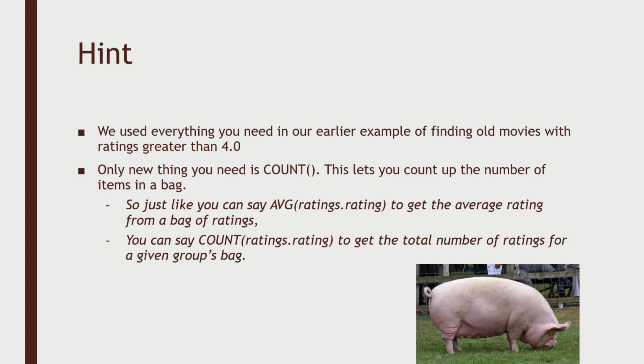Now, you've used pretty much everything that you need from our earlier example where we actually found good old movies. We had a similar issue there of finding movies that were greater than a given rating. So in this case, we just need to find movies that are less than a given rating. But the other thing we need to do is actually get the count of ratings for each movie so we can actually sort by that.